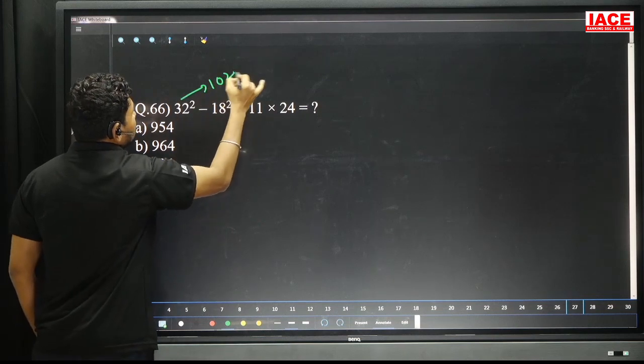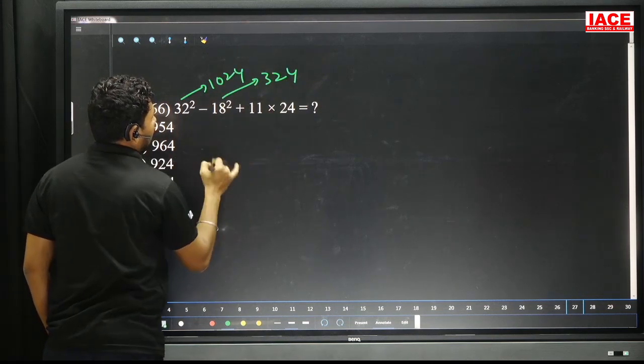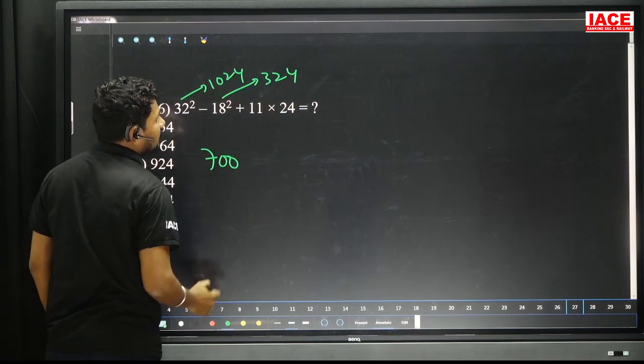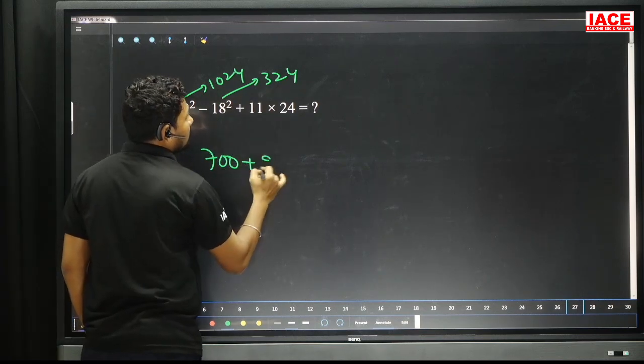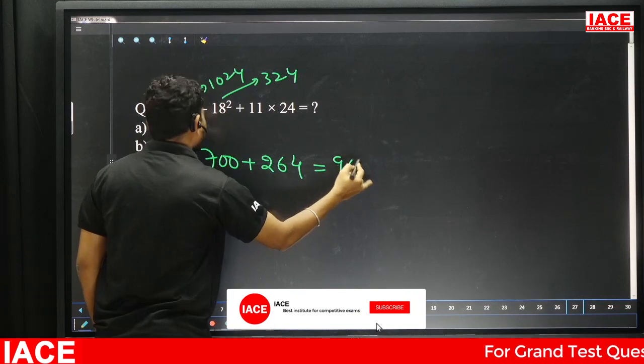32 square value is 1024, 18 square value is 324. Overall result is 700. 1024 minus 324 plus 11 into 24 is equal to 264. Then both are added, 964 is our answer.